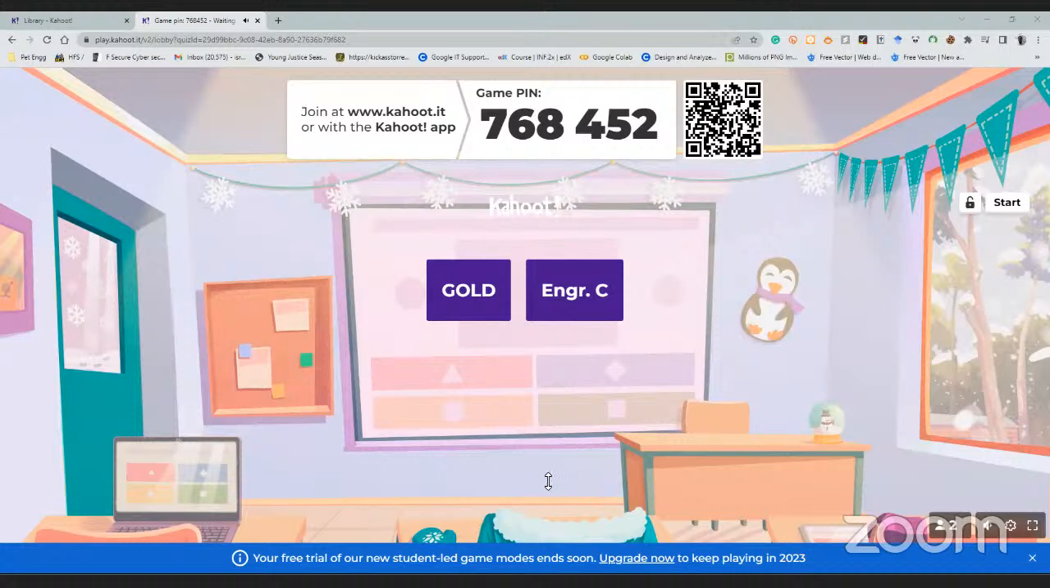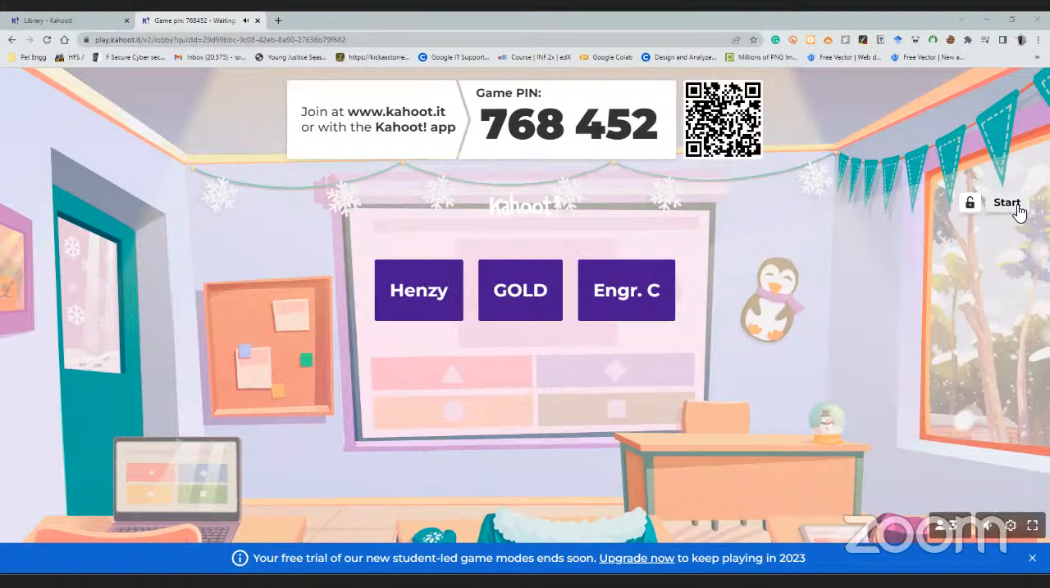We have our sustainability man here. We have Lori, Rosaline, Henry, Marcella. You guys can join in. Okay, Gold and Engineer C still on our game today. So I'll just wait a little bit and then we'll begin our Kahoot games for today. Anyone else that would like to join in can just click the link and then you'll be directed to the games. All right, so I'll give you a few seconds and then I'll proceed.